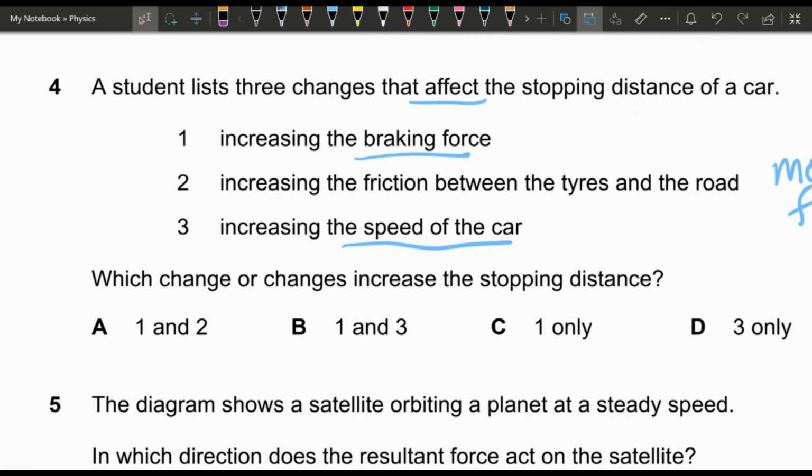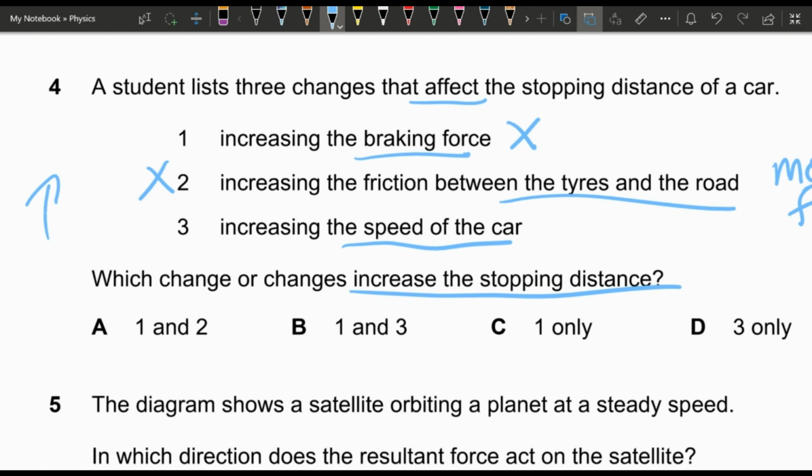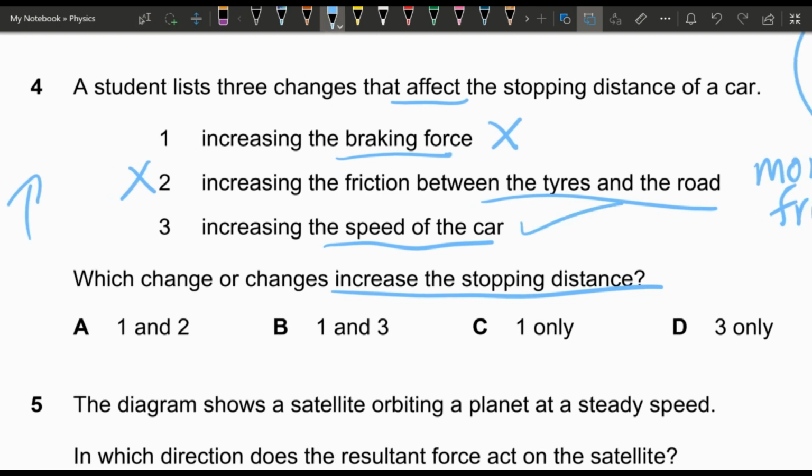So if you increase the braking force, the stopping distance will decrease, so this can't increase the stopping distance. Increasing the friction between tires and the road, if the friction increases obviously the car will come to rest earlier, so this won't increase the stopping distance. Increasing the speed of the car, yes, if the speed of the car increases it will take more time to stop, hence the stopping distance will increase. So our correct answer or option is D, which is 3.